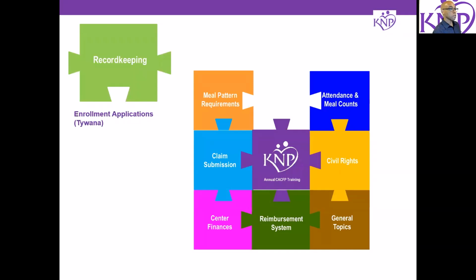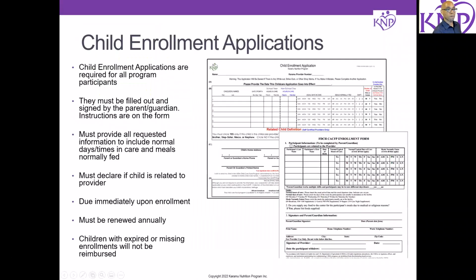Enrollment applications. Enrollment applications are required for all homes, all children that are enrolled on the food program. You must fill in the child's first name, last name, date of birth, their times in care, the usual days in care, and their normal meals. For those that are self-certified, you also must indicate if the child is related to you or not.